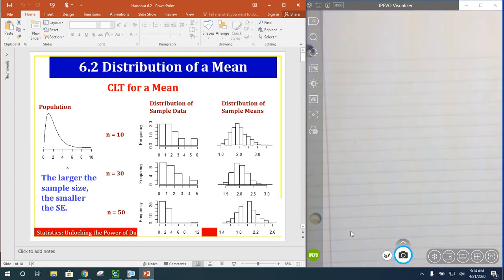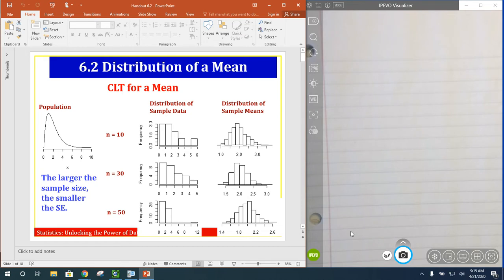So let's talk the basics first. If we're talking about a CLT for a mean, first of all, we're talking about a mu value from a population parameter now distributing itself down to an X bar value for a sample set. The central limit theorem for a mean discusses that as we have a greater sample size, as you can see, as n develops from 10 to 30 to 50, we have a better distribution of the sample means.